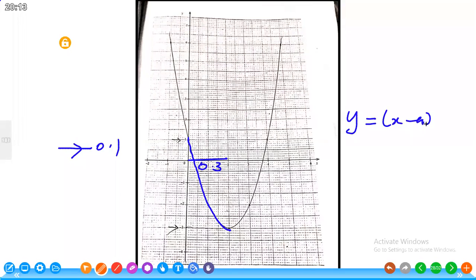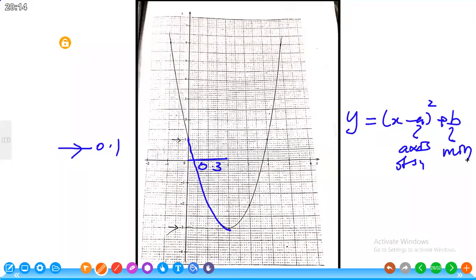Fourth one, express the quadratic function in the form y is equal to (x - a) squared plus b. Here we have to find the function in the form y = (x - a)² + b. Here, a represents the axis of symmetry and b represents, since this graph is a parabola with a minimum, the minimum value, right?